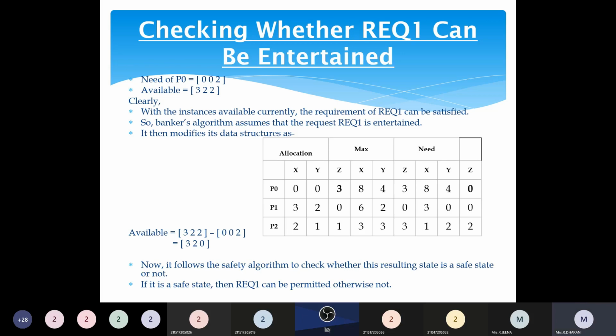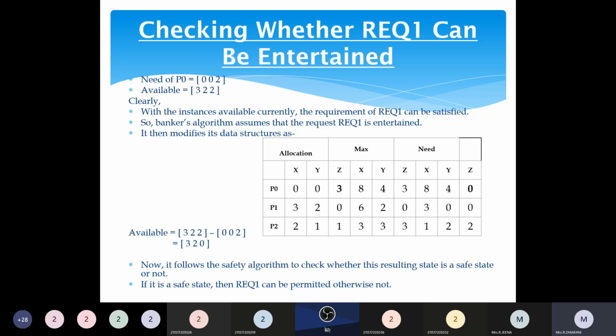Okay. So process P0 need is 0, 0, 2. So as you can see, this is allocation already allocated 0, 0, 3 and maximum is 8, 4, 3. 8, 4, 3 minus 0, 0, 3, you will get the need is 8, 4, 0. So the need of process 1.